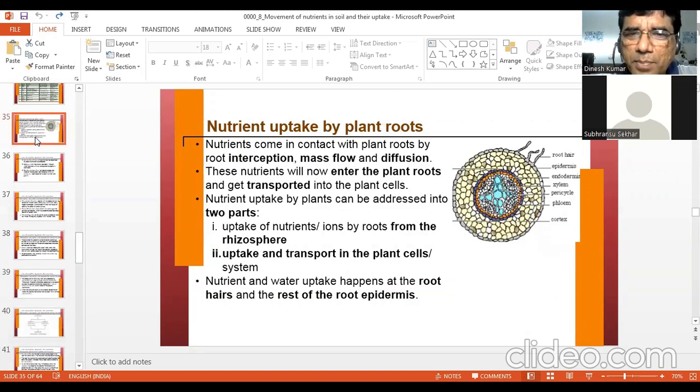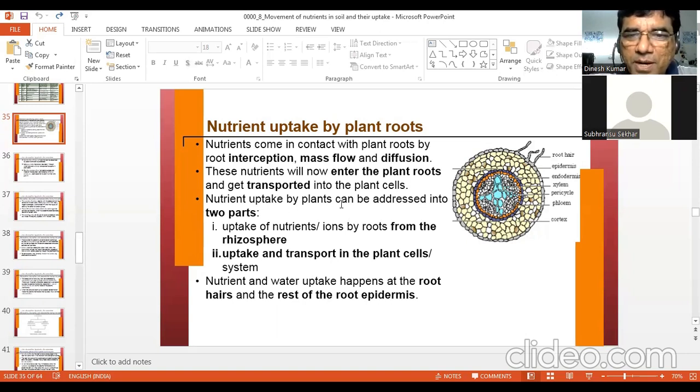Now, nutrient uptake by plant roots. Nutrients come in contact with the plant roots by root interception, mass flow or diffusion, as you know. These nutrients will now enter into the plant roots and get transported into the plant cells. And they have to pass through the cells. In the picture you can remember again: epidermis, cortex, then endodermis, then pericycle, then the xylem cells. So it has to enter a variety of cells.